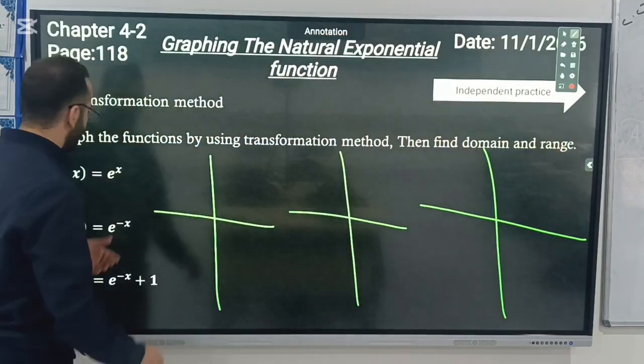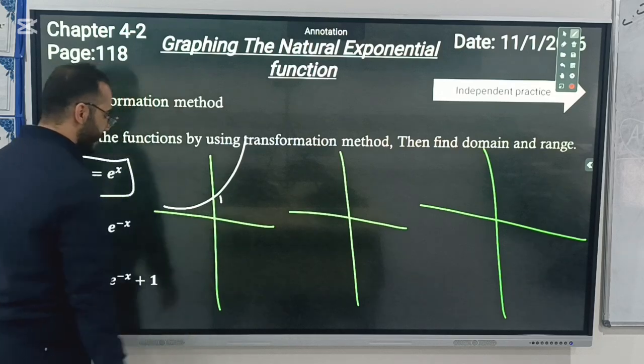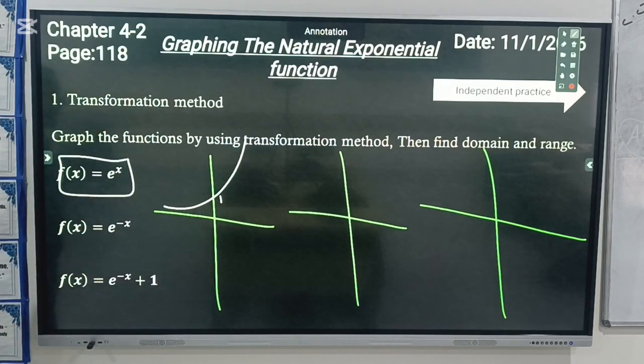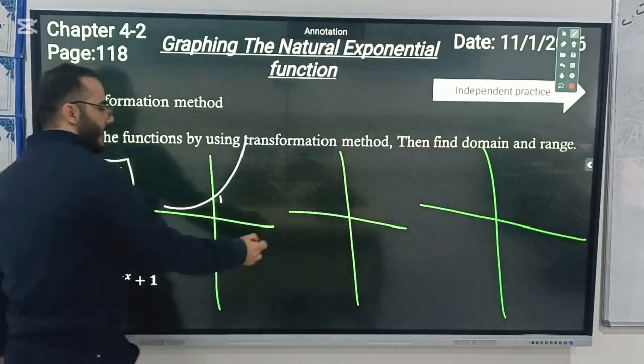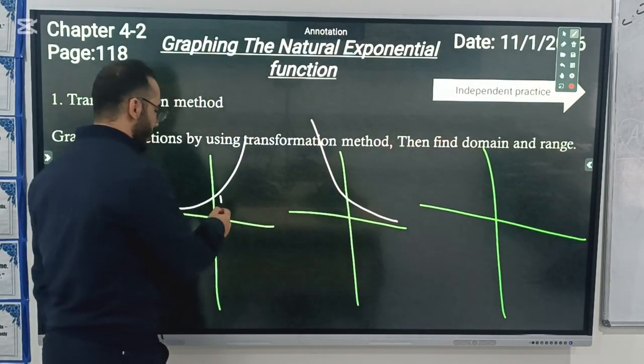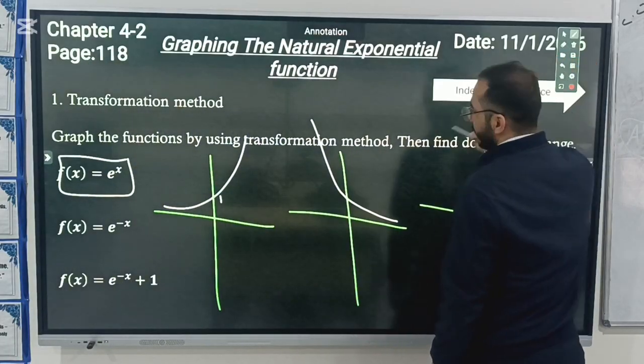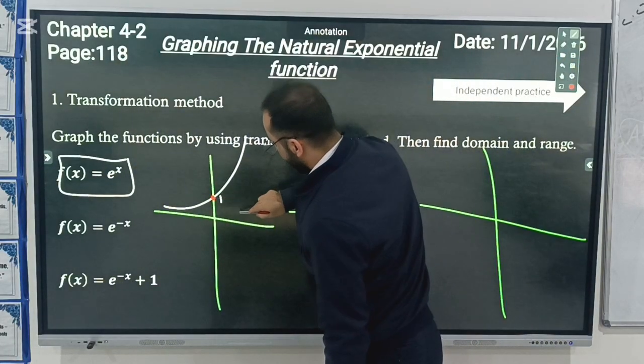The first one is the parent function, e powered by x, so the graph easily is something like this. The second one is e powered by negative x. We said that if we have a negative in the exponent behind the x, we are just going to reflect it with respect to the y-axis. So in that case, the graph would be something like this. This is what we call reflection with respect to the y-axis.